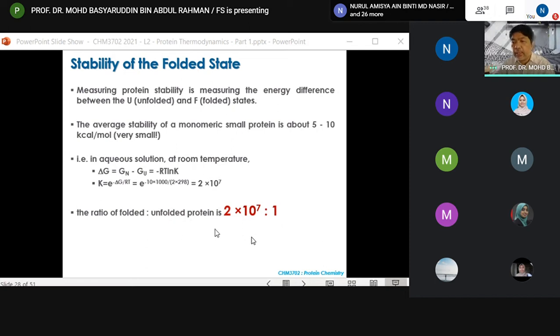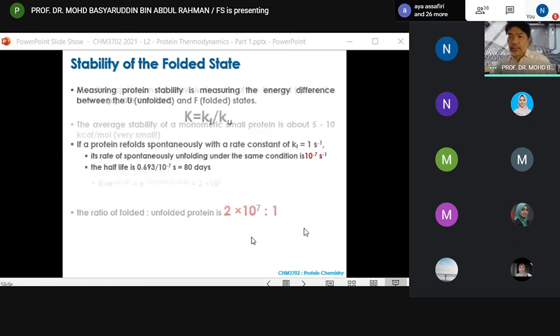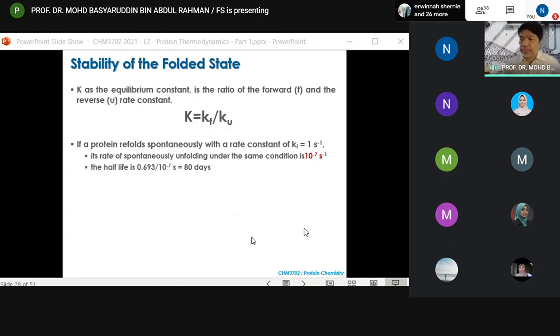That's why it spontaneously favors the folded state, unless something is going on, either genetic or due to extreme conditions, like pH or temperature, and then the ratio starts to change. Otherwise, that's why we said it is too small. That's why it is actually very stable.